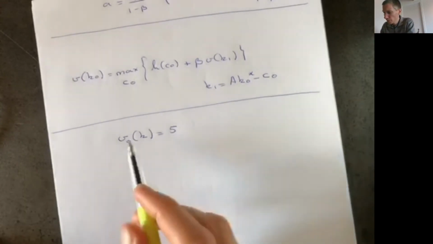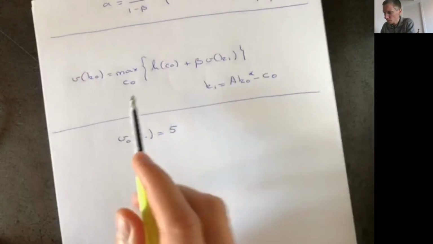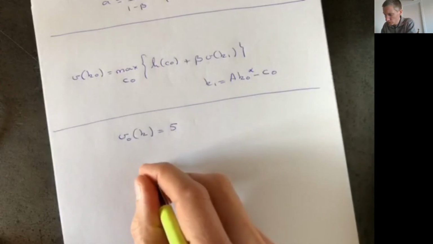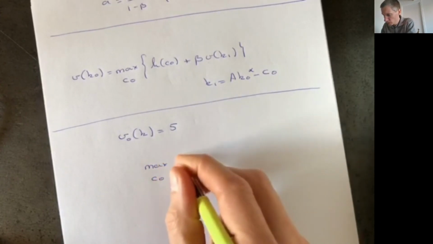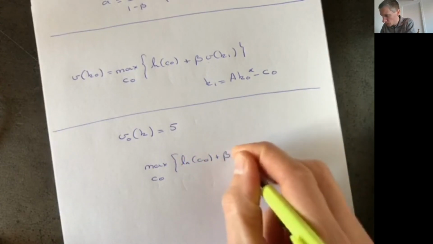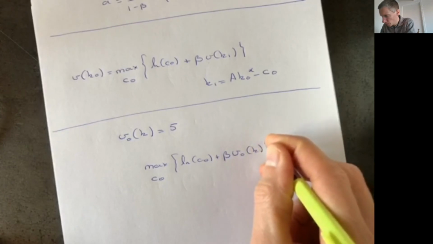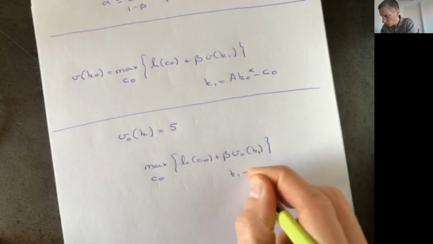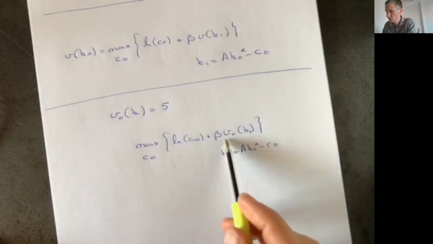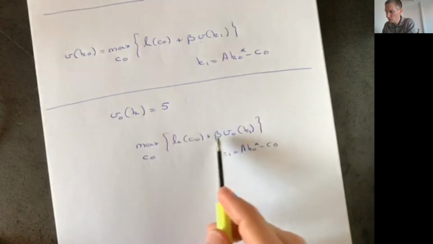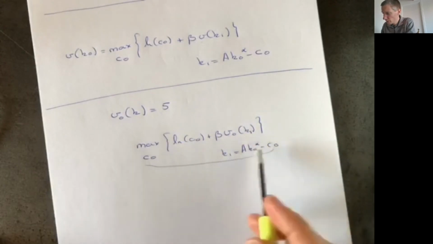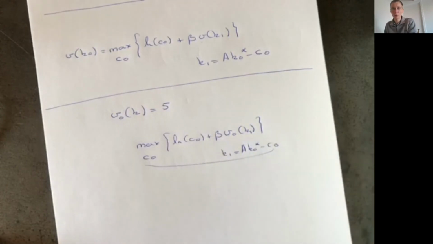So what can I do then? Well, I have an initial guess. I can try to plug in this initial guess here. If I do this, I get a maximization problem: ln C0 plus beta V0 of K1, where K1 is equal to A K0 alpha minus C0. Because I know V0, I have made a guess, I can solve this problem. And if I do this for every K0, I obtain a new function.